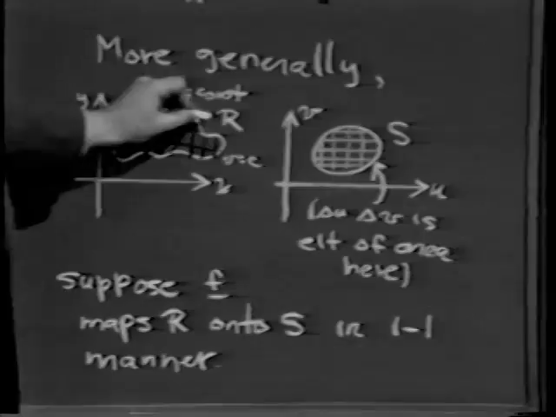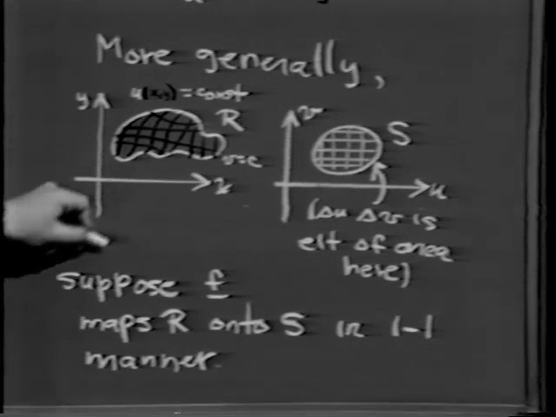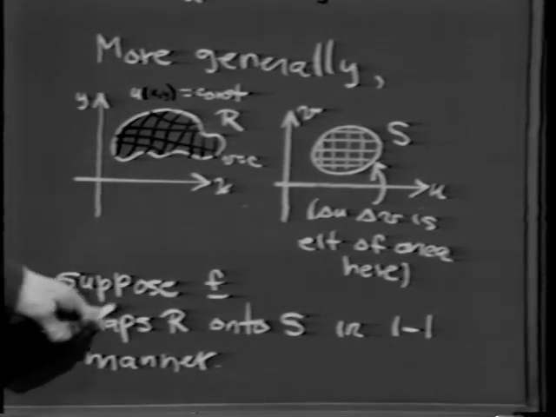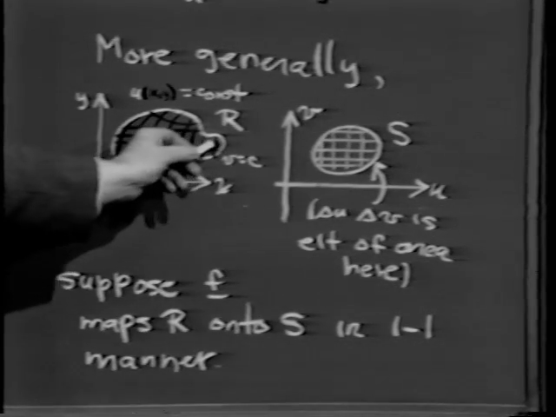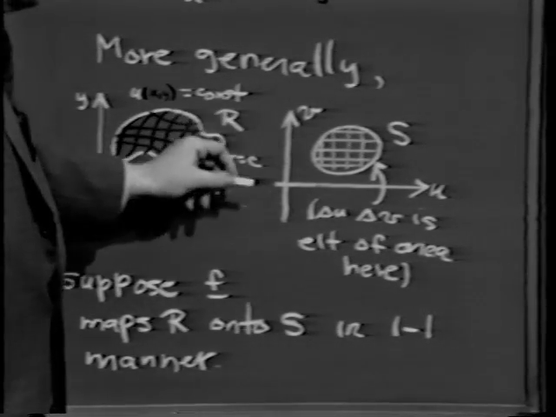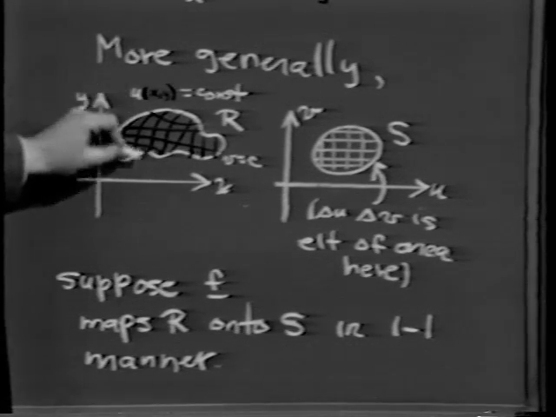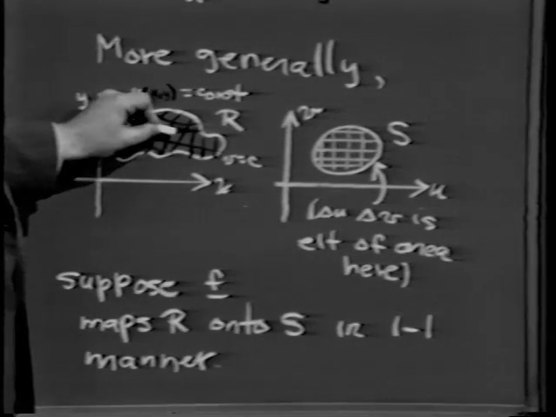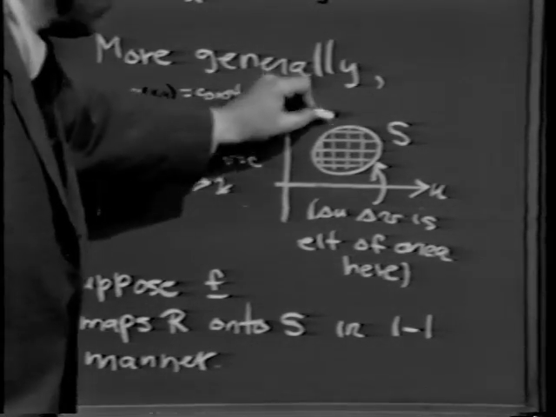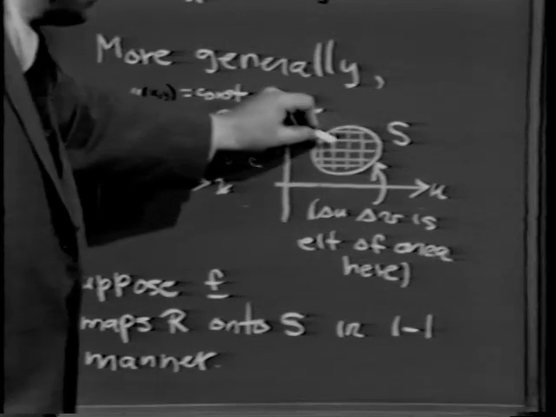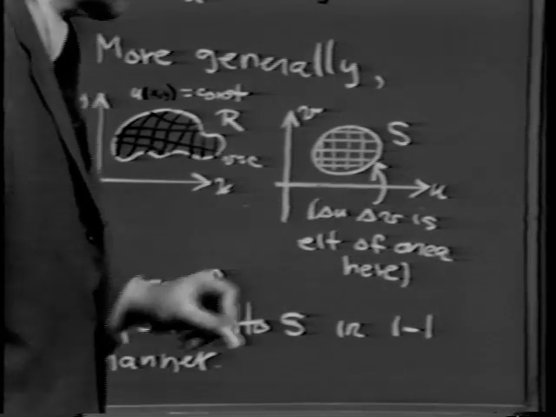Let's suppose I have an arbitrary region R, and an arbitrary function f bar which maps R onto S in a one-to-one manner. By the way, notice the whole idea is this. When I want the area of the region R, it's going to involve a dx dy inside the double integral. When I want the area of the region S, that's what's going to involve a delta u times delta v.